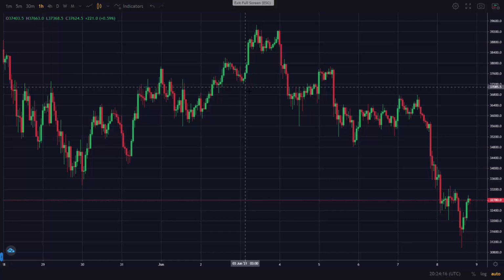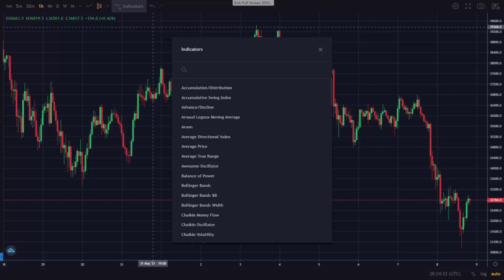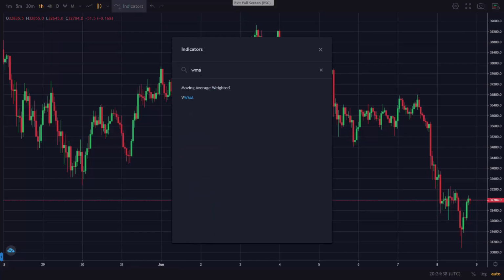Now the time frames that we are going to be using in this strategy is the 1 hour chart and the 5-minute chart. Now we won't be trading on the 1 hour chart. The 1 hour chart will just be used as a guide to help us in this trading strategy. So there are 3 indicators involved in this strategy, and the first one we're going to use is the weighted moving average, or the WMA.